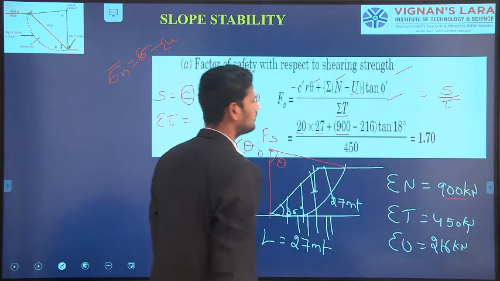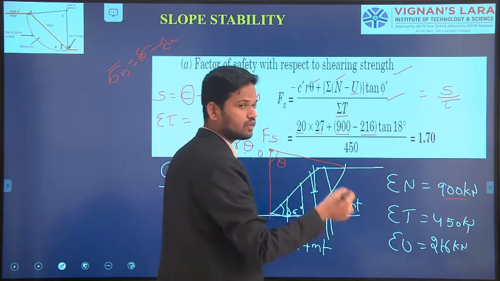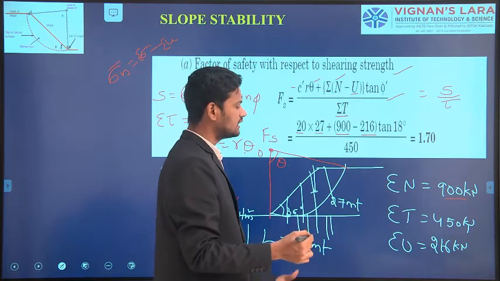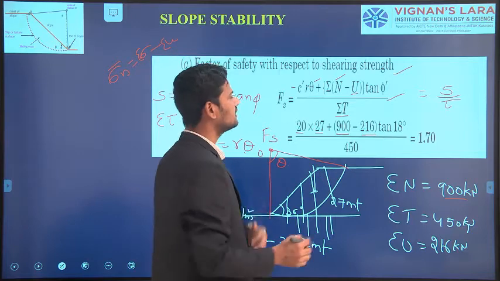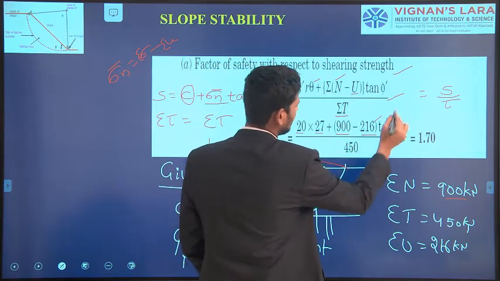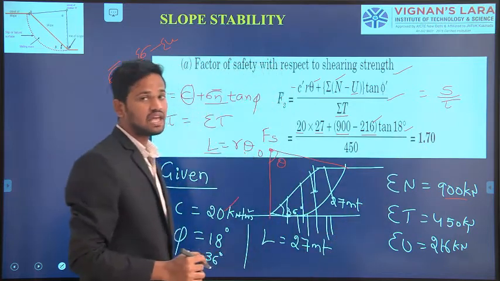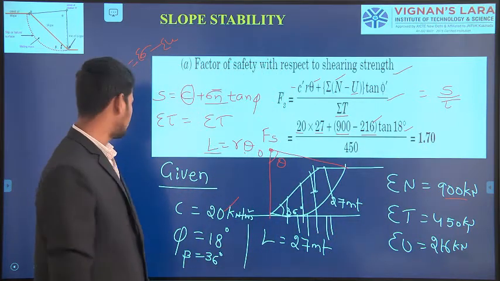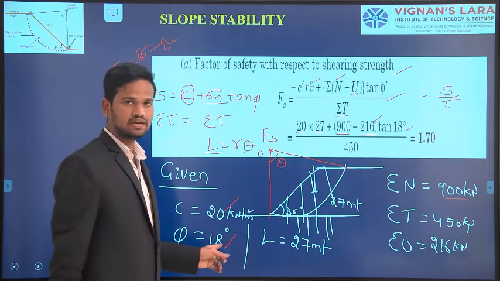Given in the problem as well as summation of mu. That means there is some amount of water table present in the underground soil. The water table will enter into the top of the soil mass, which may lead to reduced effective stress. That effective stress we have written here, and where tan phi is the angle of internal friction of the soil mass. That angle of internal friction is given in the problem as 18 degrees.